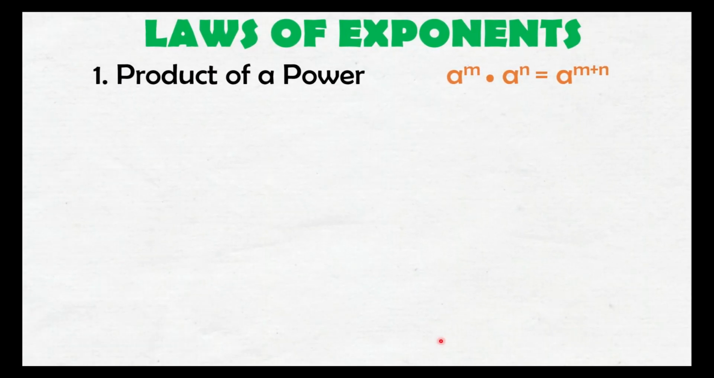Okay, number 1, product of a power. So, sa product of a power, yung rule natin is a raised to m times a raised to n equals a raised to m plus n. So, anong ibig sabihin nito? Meron tayong magkaparehong base. Kapag pinag-multiply daw natin yan, ang gagawin lang natin sa exponent niya ay i-add natin. Okay? Kailangan magkaparehas yung base. Kapag hindi magkaparehas yung base, hindi natin pwedeng i-apply itong rule na ito. Okay? So, add lang natin yung mga exponents niya.